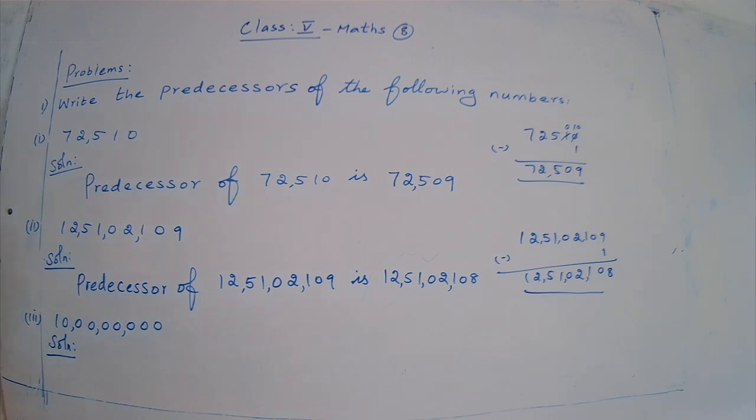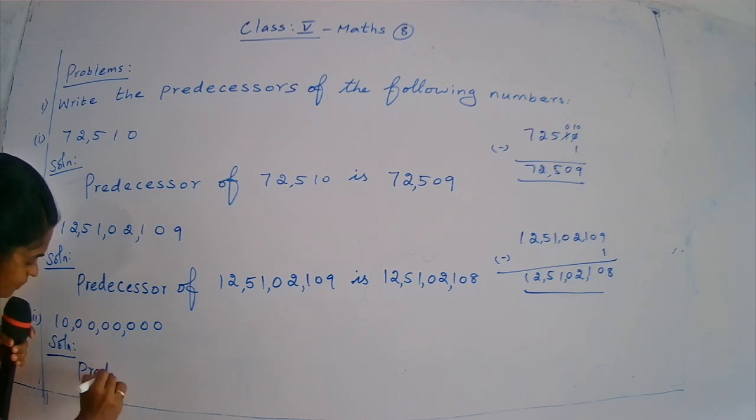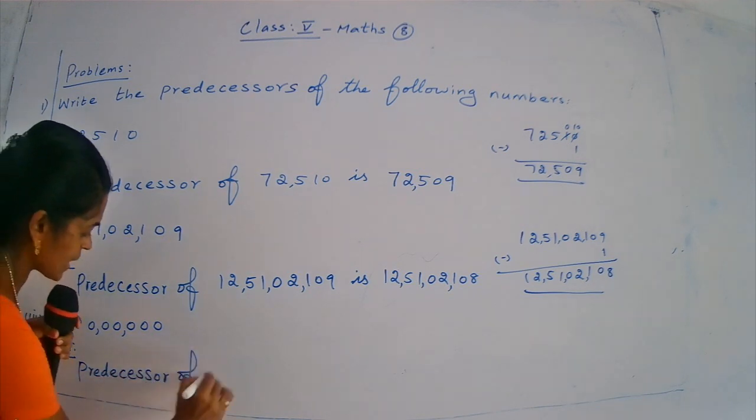That's the predecessor: the number before a given number, or a number one less than the given number. Okay. Now you come to the third one. Your number is 10 crore. Ones, tens, hundreds, thousands, ten thousands, lakh, ten lakh, crore, ten crore. So your number is 10 crore. So what is the predecessor of 10 crore?